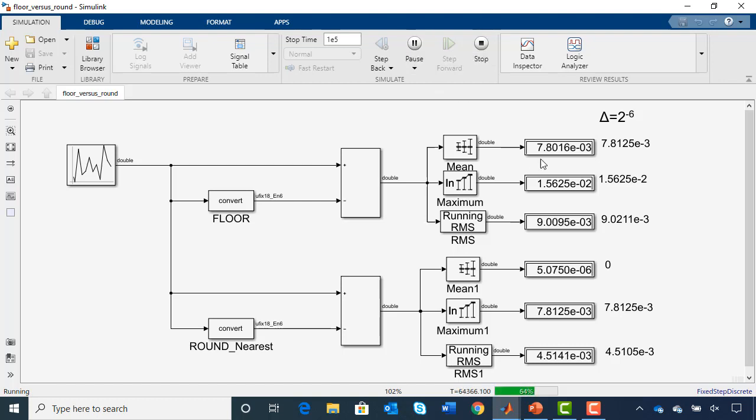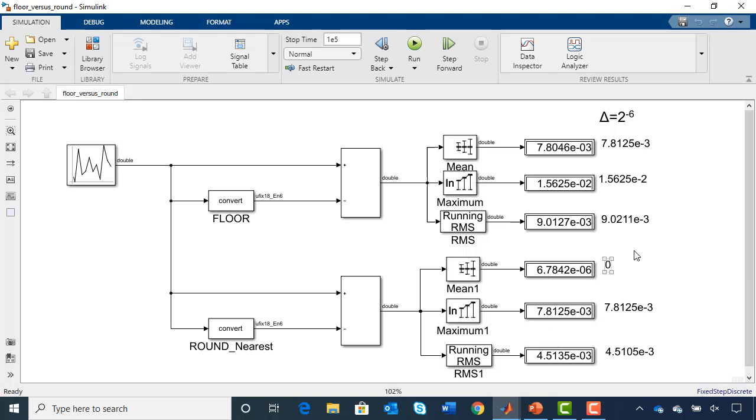And what we can see here is that if I look at any of them, they're pretty much on par. We predicted 7.8125 here for the average value with the floor, pretty much spot on. We're getting 10 to the minus 6 when we did a round to nearest. Again, looking at the maximum errors, very consistent. The running root mean squares. Everything's pretty much on par with the theory.